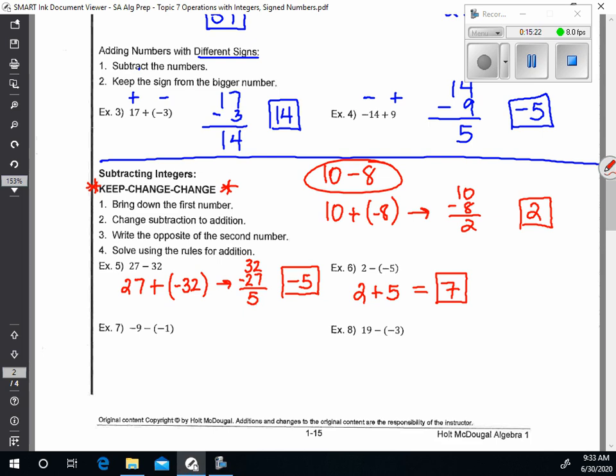Example 7, -9 minus -1. Keep the first number, change subtraction to addition, take the opposite of the second number. The opposite of -1 is +1. So now we look at what we have. You have a negative plus a positive, so that means you subtract. 9 minus 1 is 8. 9 was the bigger number and it was negative, so your answer is -8.